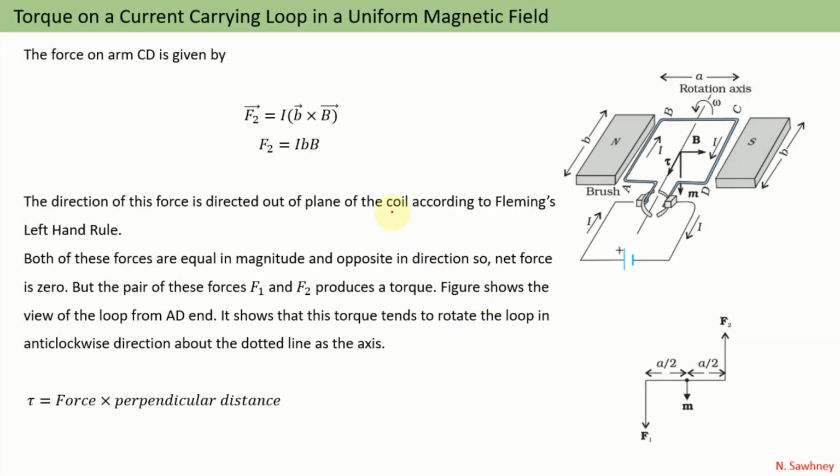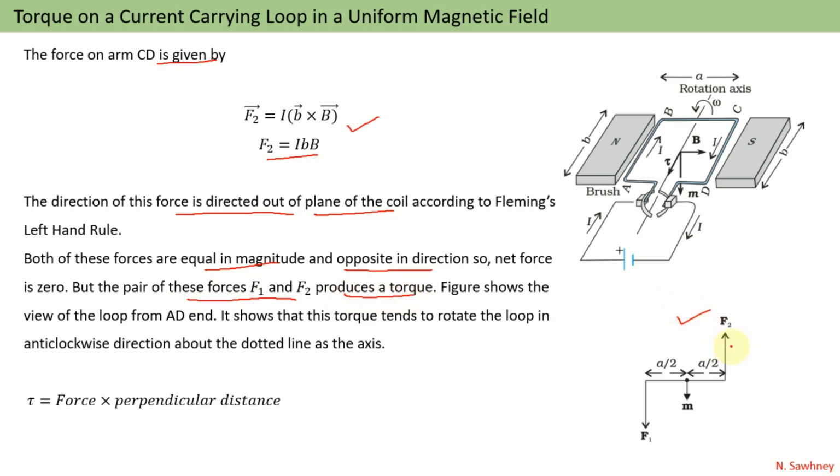The force on the arm CD will be given again by the same formula. That means the magnitude of the force on the arm CD will be equal to the magnitude of the force on the arm AB, and the direction of this force will be out of the plane of the coil, again by Fleming's left hand rule. Both these forces are equal in magnitude but their direction is opposite, so the net force is 0, but the pair of these forces will produce a torque.